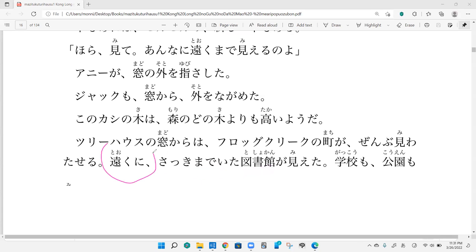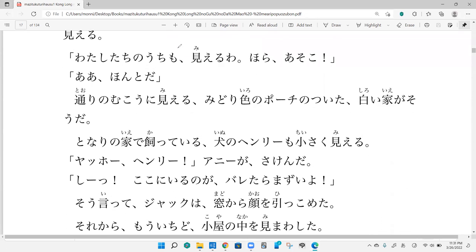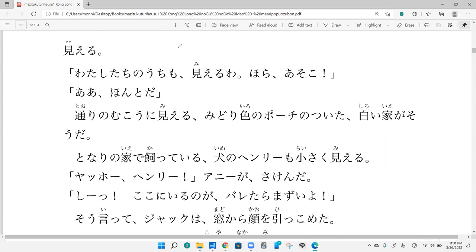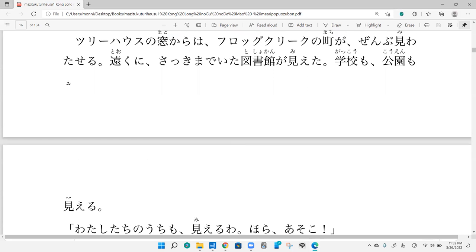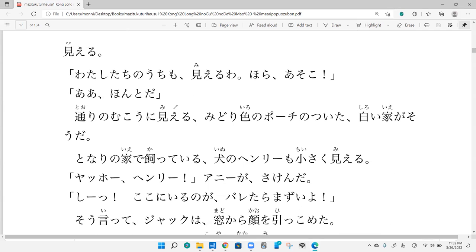And it's very toku. That's an example of how toku we can see. We have the ability to see the library where we were earlier. And I'm just going to read this part because it's on two pages. Gakko mo kouen mo mieru, which is we have the ability to see the school and the park and something else I don't remember. It's just two things. Yep, you can see the school and the park.